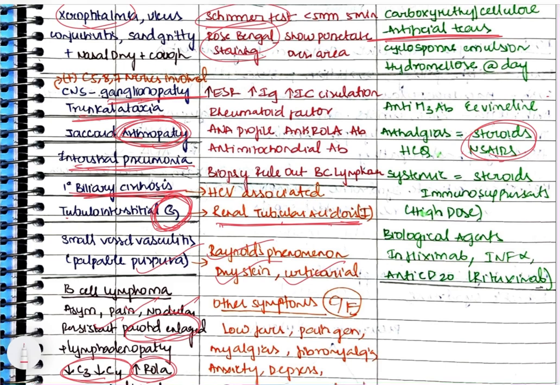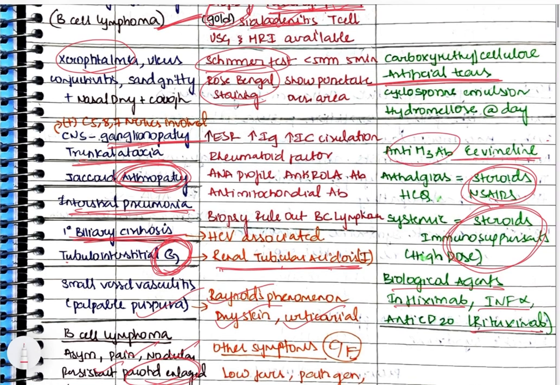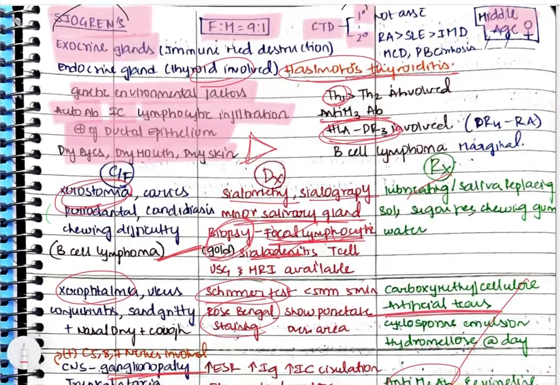For the systemic symptoms, again you can give steroids, immunosuppressive agents, and also biological agents like infliximab, rituximab, interferon alpha and so on. And for the antibody, cevimeline. So this is about the treatment, right?